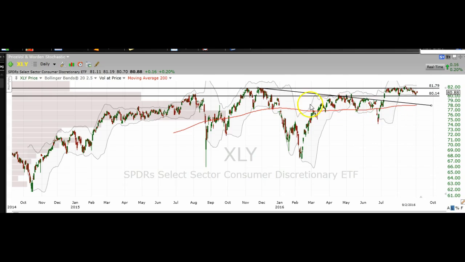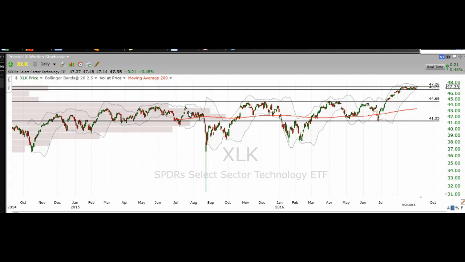Another thing that I want to point out here is the larger volume by price bars down here. So we are above the largest volume by price bars, so we are above the biggest resistance levels. So now that is support. All right, let's move on to the next sector.